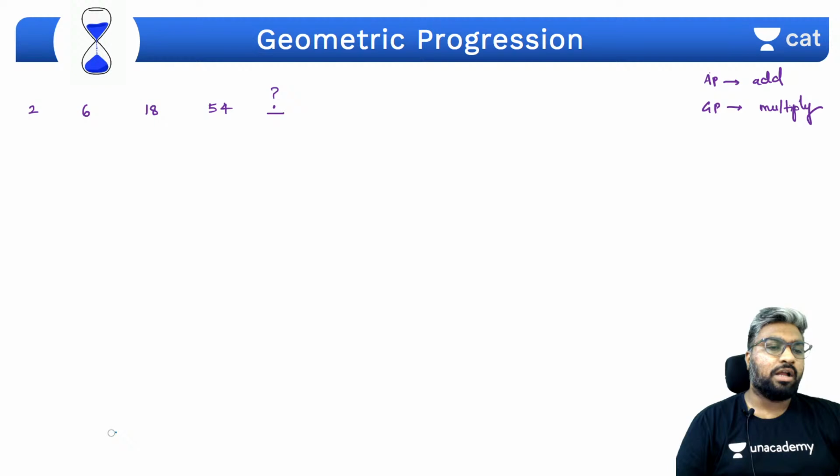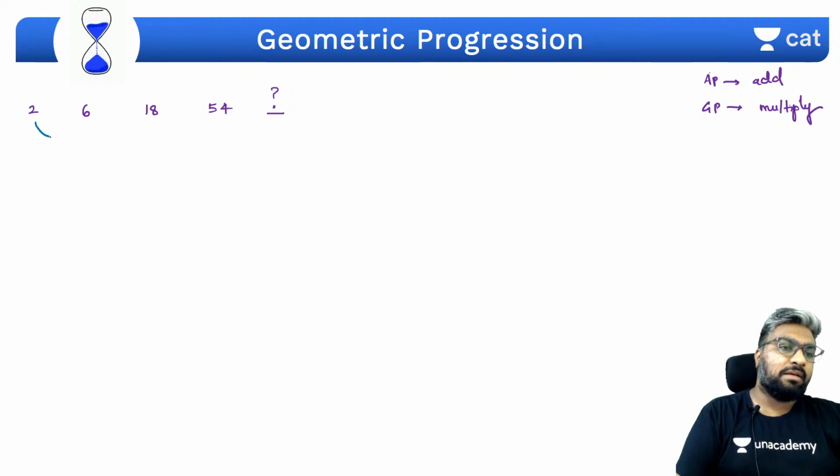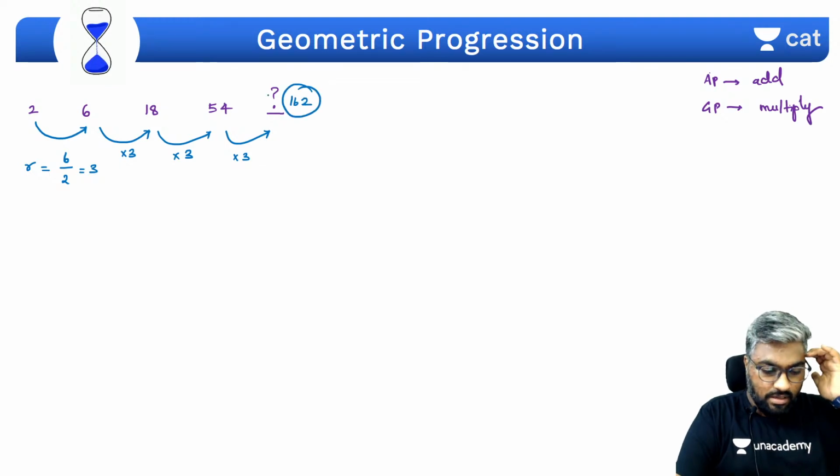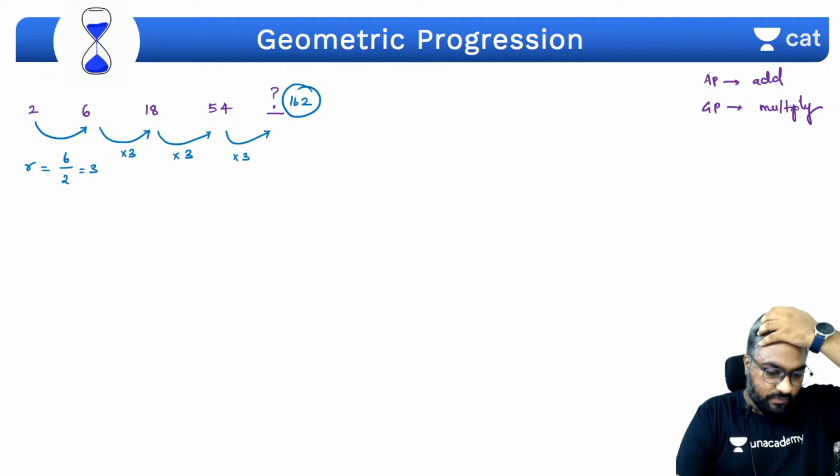So what's going on here? The same number is being multiplied. If I multiply 2 with a number, I should get 6. What is that number? That's called the common ratio R. Common ratio R is always given by the next term divided by the previous term. So 6 by 2, which is 3. So 3 is being multiplied everywhere. 6 into 3, 18. 18 into 3, 54. So what will be our next term? 54 into 3, which is 162. Yes, correct.